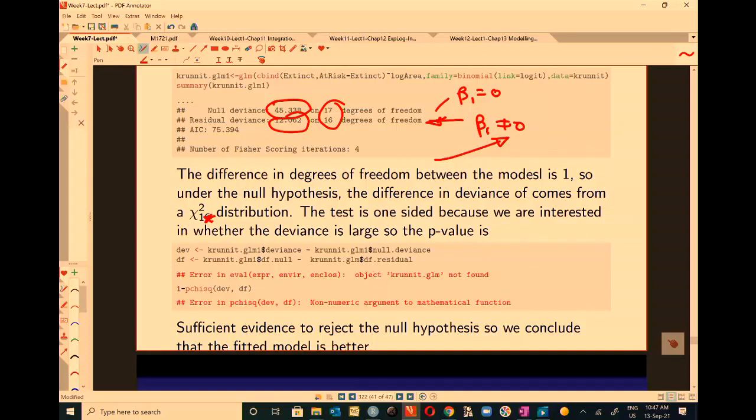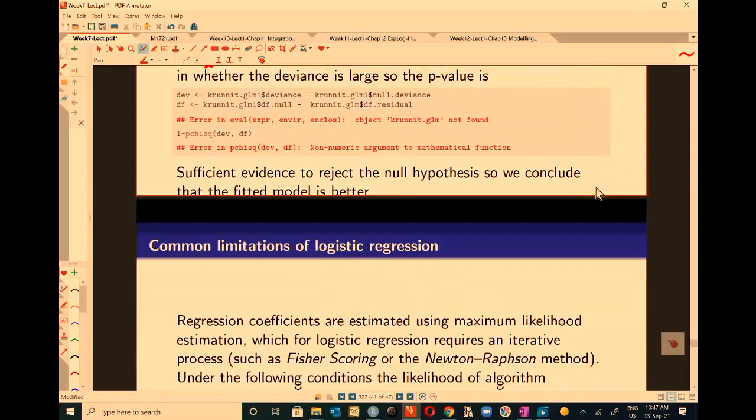I'll check those numbers again and see what's happening there. I'll fix them up so you can see them afterwards. But you will find that's the case, that the p-value will be quite small.